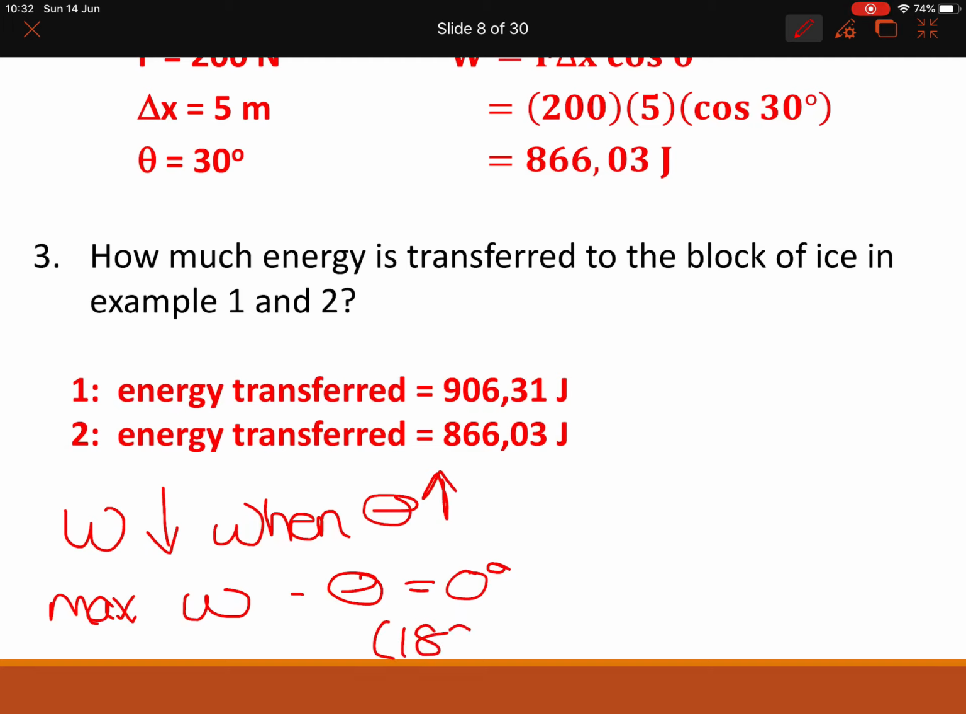Maximum work is done when theta equals 0, or 180, it's just going to be work that's negative. Minimum work is when theta equals 90 degrees. And we want to try work with the theta that's either going to be between 0 and 90 or at 180. We don't want to work with anything in between that.